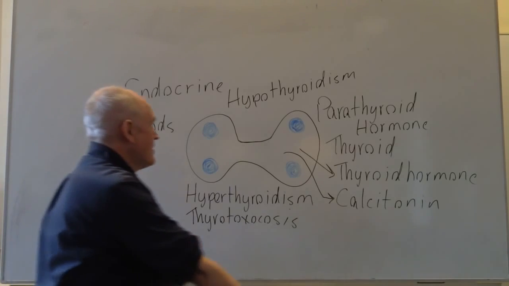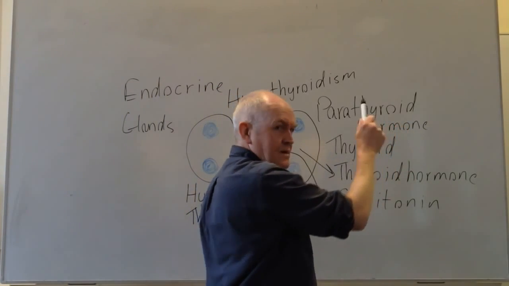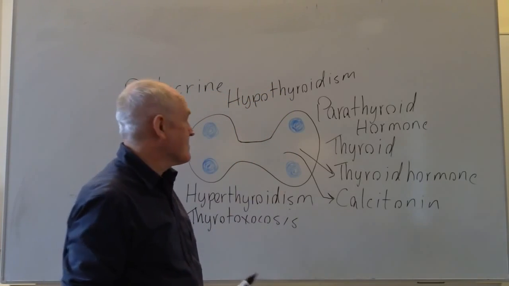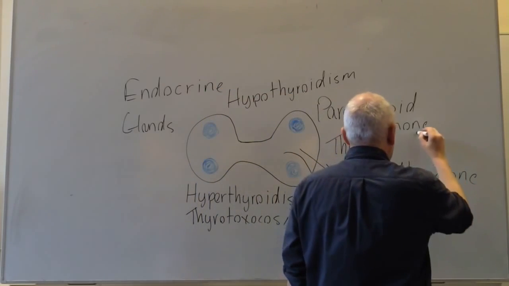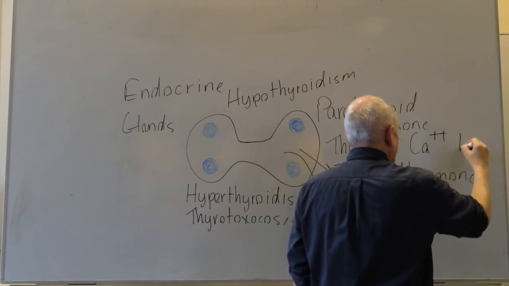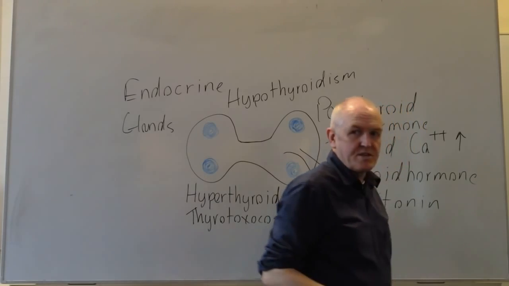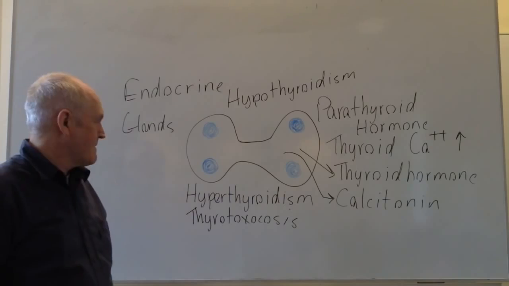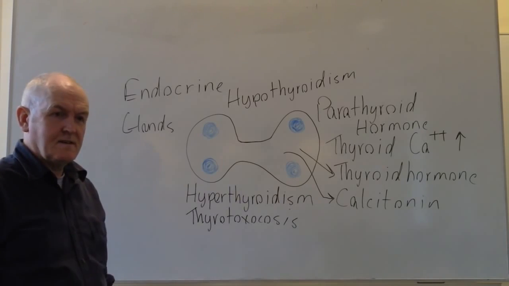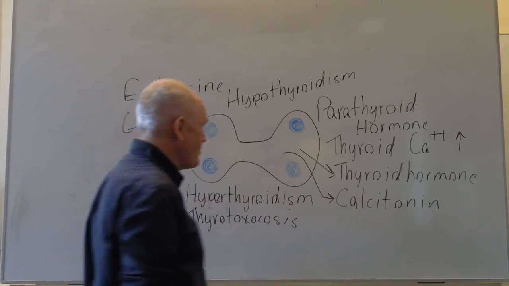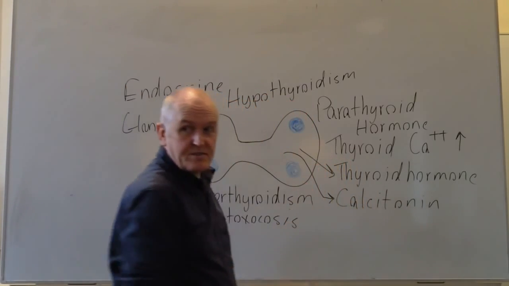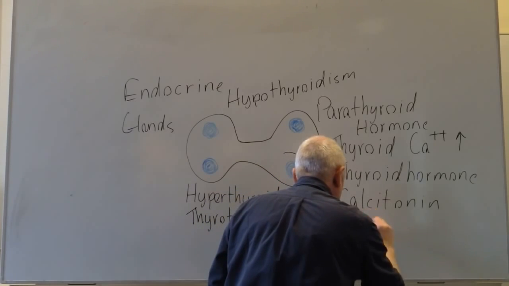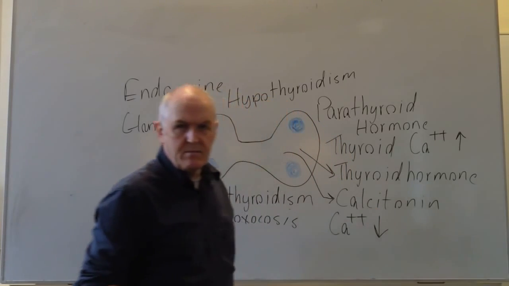Now, parathyroid hormone is one of the hormones that controls the amount of calcium in the blood. So parathyroid hormone will increase the levels of calcium in the blood. Calcitonin, produced by specialist cells in the thyroid gland, will lower the amounts of calcium in the blood.